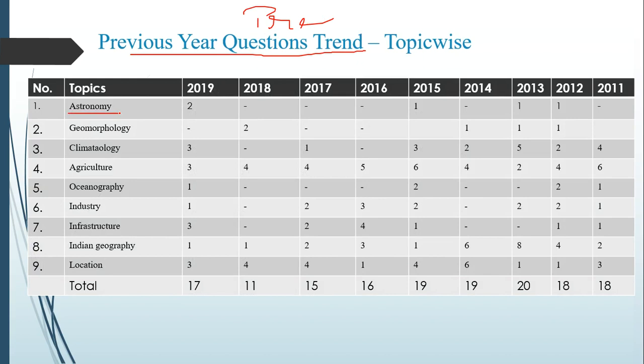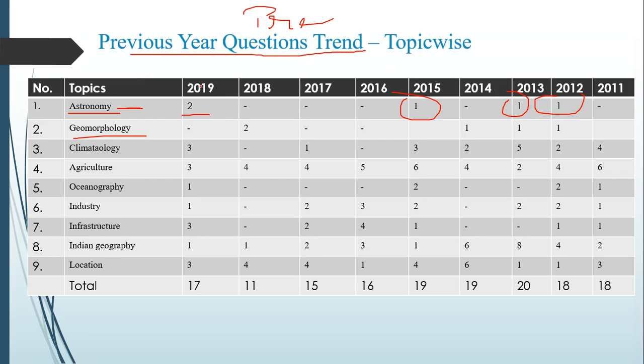So from the astronomy section, two questions were asked in prelims, not directly but in options of a question. In the options, one was related to singularity, I think, and then there was no question in 18, 17, 16, 15, 14, in 2013 there was one question, and also in 15 one question, in 12 one question, and from the geomorphology section no question in prelims in 2019. In 2020 two questions were from the geomorphology section, and then 1, 1 and 1 in 14, 13 and 12.